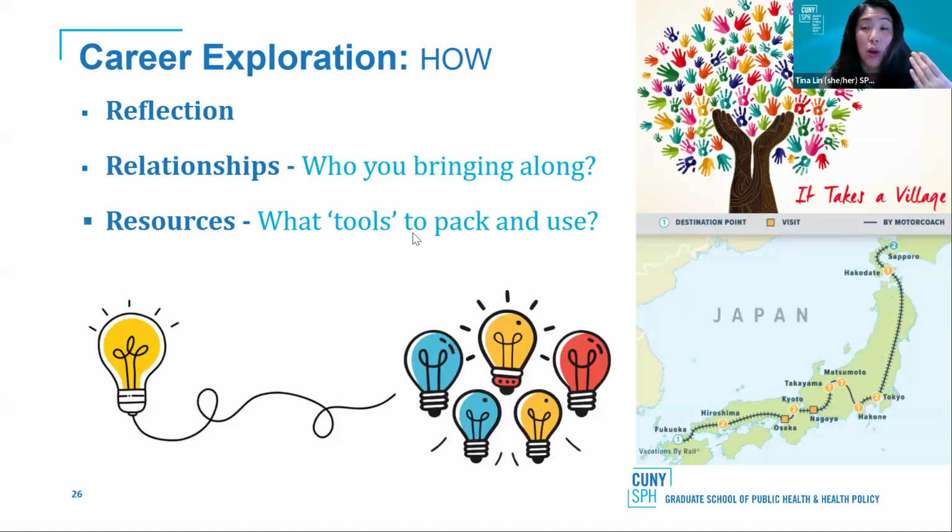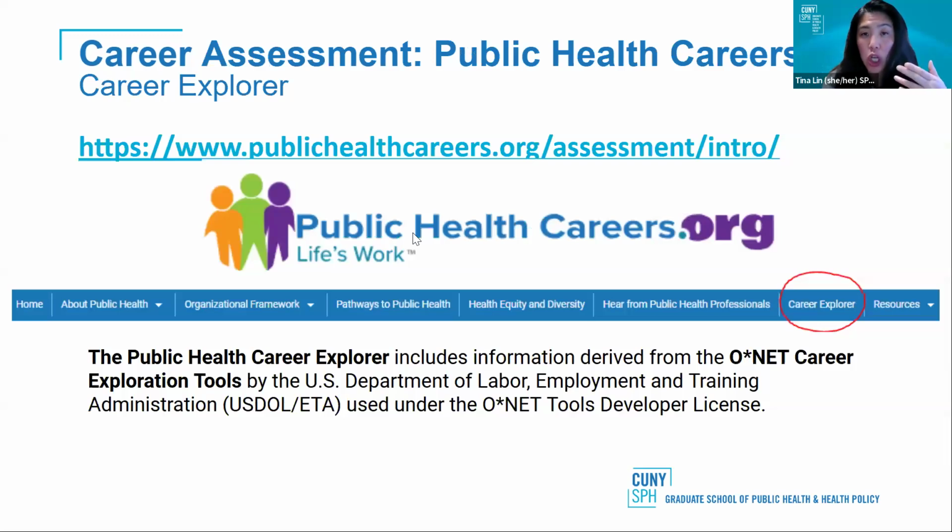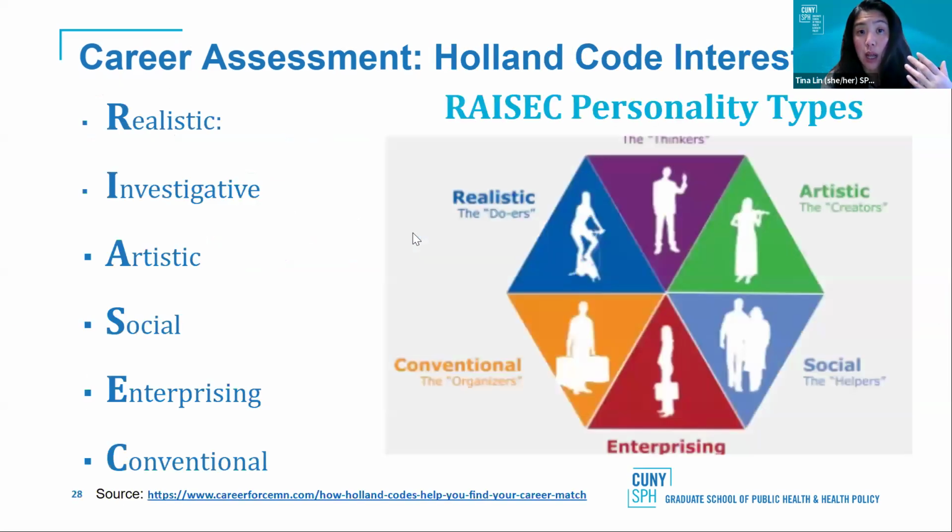Assessments are just one of the resources. So we're going to take a closer look at the Public Health Careers Career Explorer and this assessment, which groups things using the Holland Code interest profiler, with these six categories: realistic, investigative, artistic, social, enterprising, and conventional.